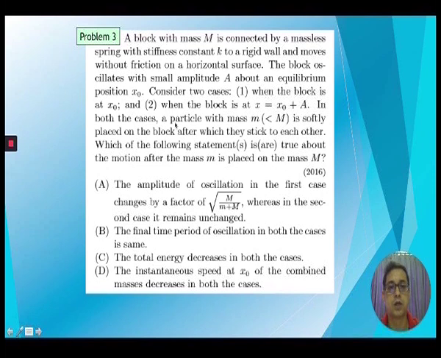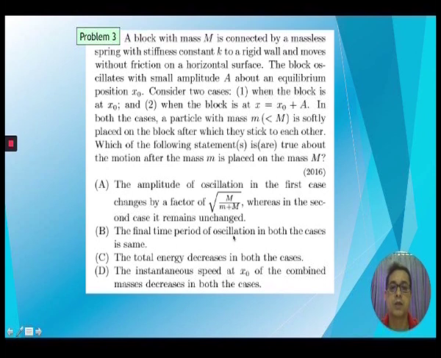In both the cases, a particle with mass m, small m, is softly placed on the block, after which they stick to each other. Which of the following statements is or are true about the motion after the mass m is placed on the mass capital M? What are the options? The amplitude of oscillation in the first case changes by a factor of square root of capital M by small m plus capital M, whereas in the second case it remains unchanged.